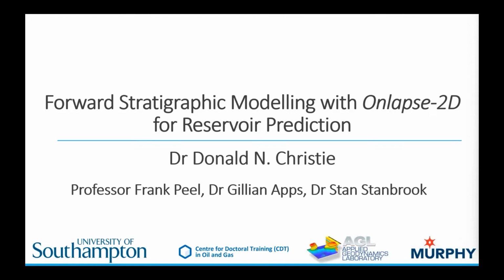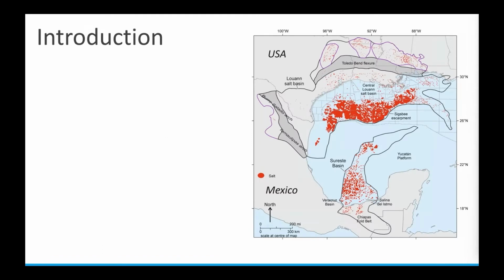I'm Donald Christie, and this is my presentation on forward stratigraphic modeling with ONLAP 2D for reservoir prediction in that area. So here's an introduction. On the right-hand side, we have the Gulf of Mexico, and in the south, we have the Sureste Basin. Now, this basin has a wonderfully complex geological history, which unfortunately I haven't got time to go into, but it provides us a fantastic opportunity to explore the use of forward stratigraphic modeling in the aid of exploration in deep water areas. And within this green box is our study area somewhere in there.